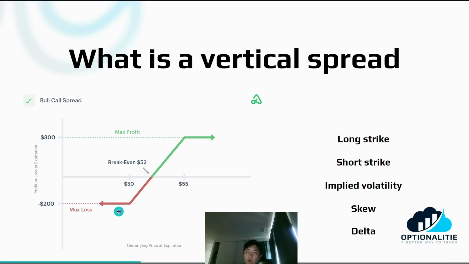And lastly is delta. The delta of a single option is basically a representation of how many shares that option is priced at instantaneously. So if you bought a 50 delta call, that call is behaving like you bought 50 shares of the underlying.